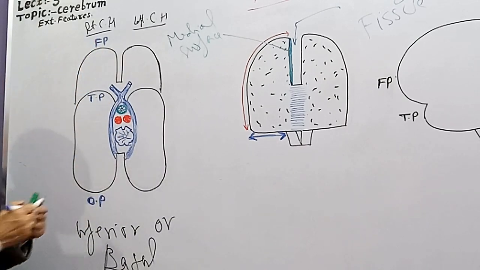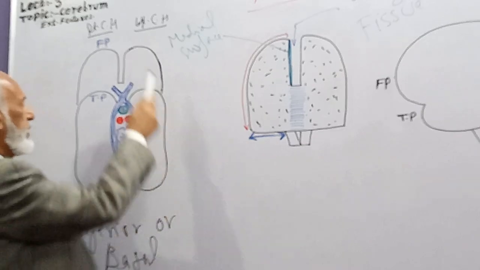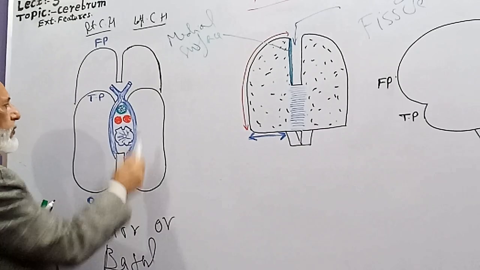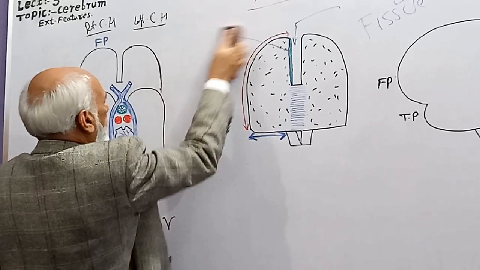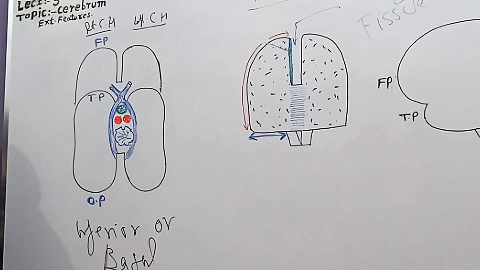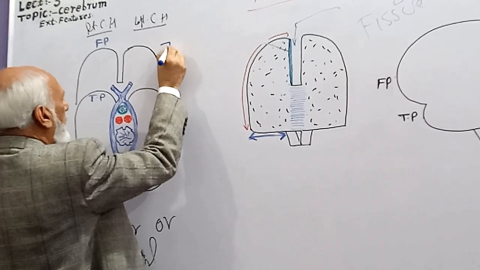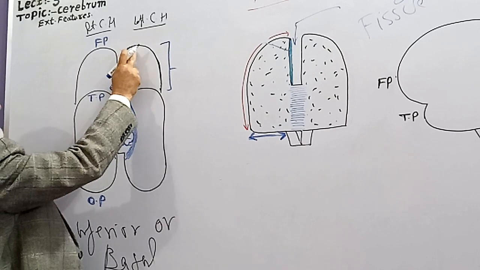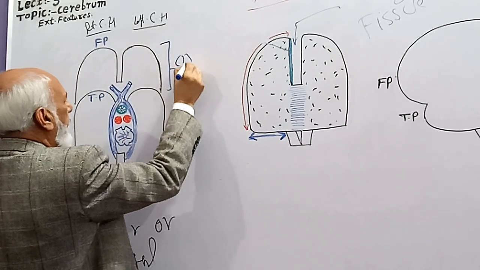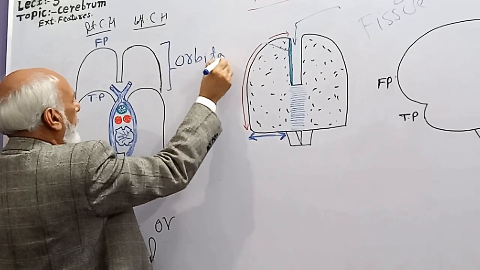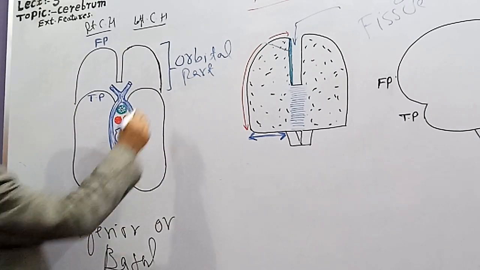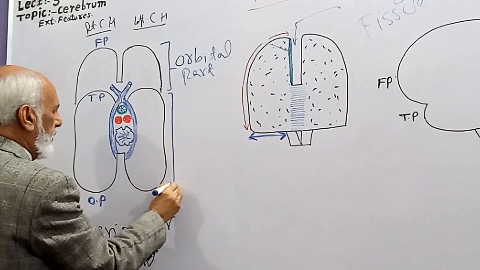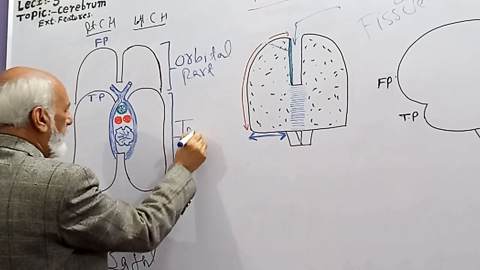Now you can see this is inferior or basal surface extending from frontal pole to the occipital pole including temporal pole. Now this inferior surface we divide into two parts, orbital part and tentorial part. From frontal pole to the temporal pole, this is orbital part of cerebral hemisphere, then from temporal pole up to the occipital pole, this is tentorial part.